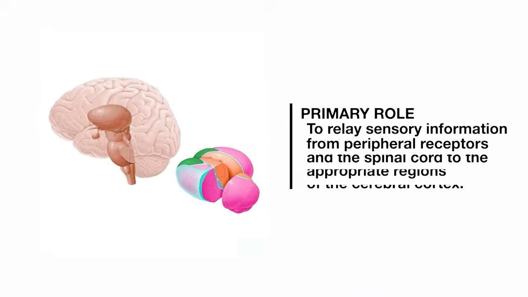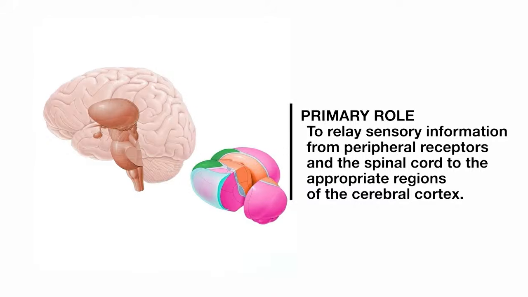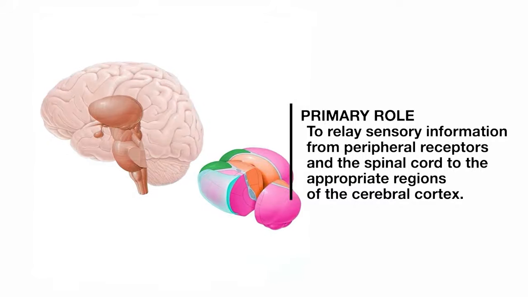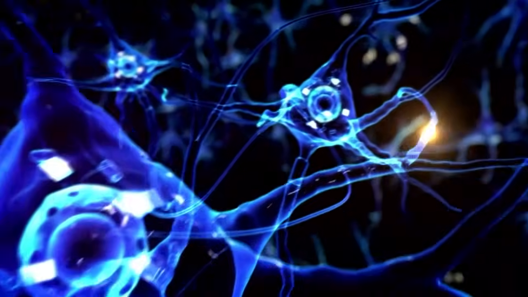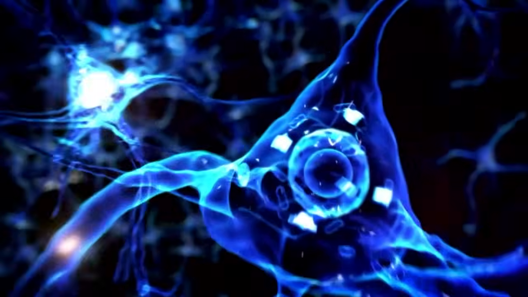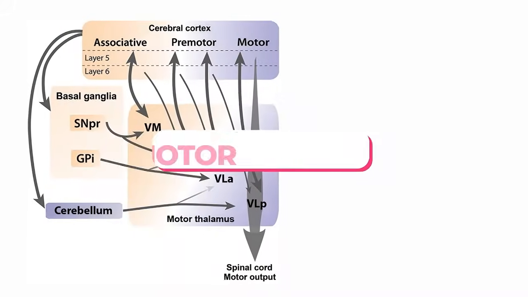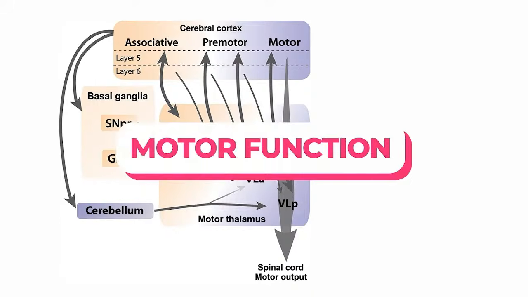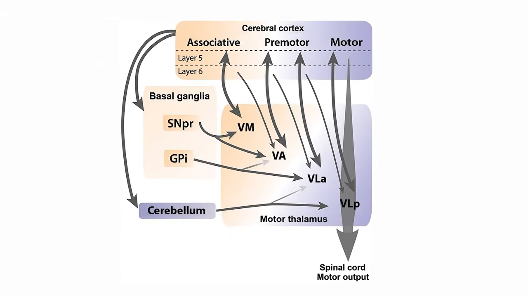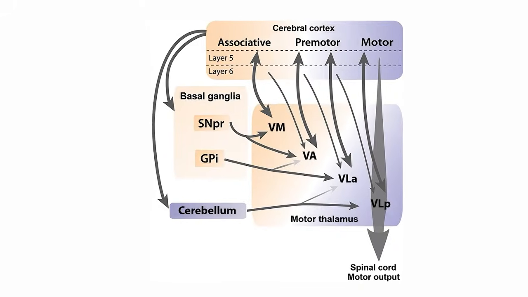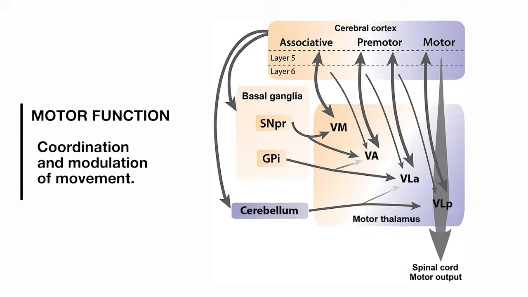Relay station. One of the primary roles of the thalamus is to relay sensory information from peripheral receptors and the spinal cord to the appropriate regions of the cerebral cortex. It processes and transmits inputs from all the senses, except smell, to associated cortical areas. Motor functions. The thalamus also receives information from the cerebellum and basal ganglia and relays it to the motor areas of the cerebral cortex, aiding in the coordination and modulation of movement.